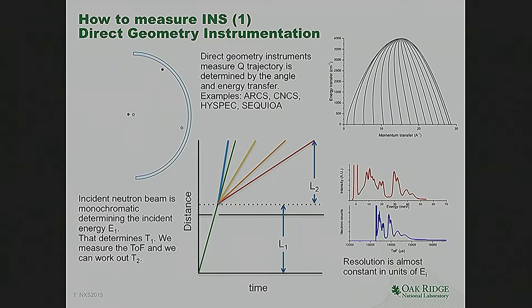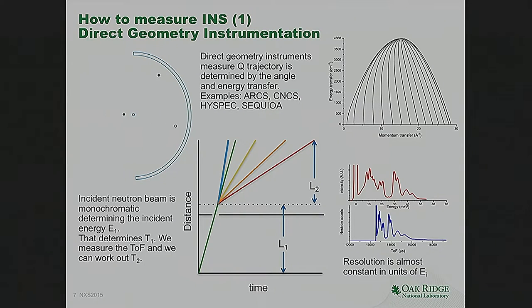Now, if I look at this very schematic representation here, what you have is a neutron arriving on the sample and getting scattered. So you do have essentially an angle, and as a function of that angle from the incident beam, this is going to be the so-called trajectory that the neutron is going to follow in energy and momentum space.